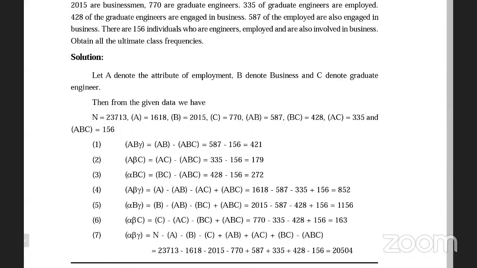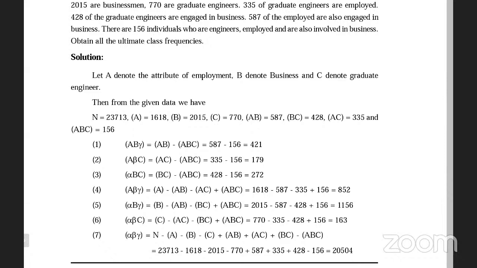A beta C equal to AC minus ABC. So AC is a total of 335 minus 156 equal to 179. Alpha BC equal to BC minus ABC, so BC is 428 minus ABC is 156, that is 272. A beta gamma equal to A minus AB minus AC plus ABC.